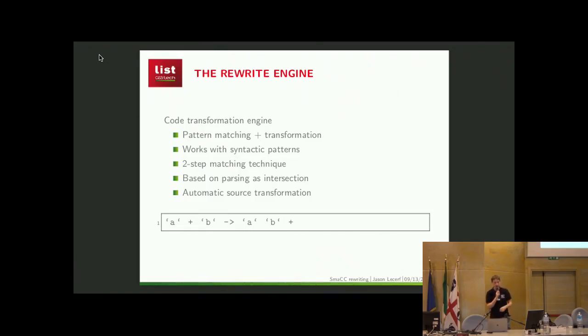Because of that, we have a two-step matching technique that I will describe later, so you have more confidence in what you are working with. And it's based on a nice theory named parsing as intersection. You will see it tends to be scary, but in fact it is not. And so we can perform automatic source transformation through that.